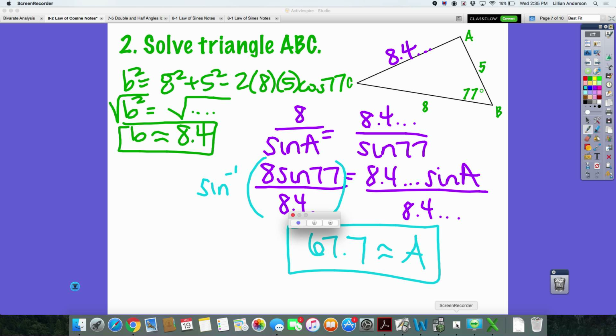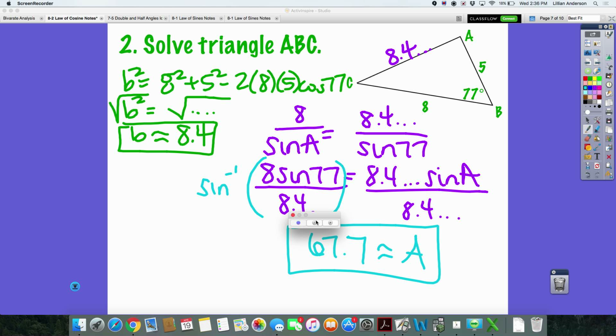I put 72. Okay. It doesn't matter which of the formulas you use because technically they all are saying the same thing. Whatever side you're looking for, you take the 2 sides you know, square them and add them together, and then subtract 2 times the 2 sides you know, cosine the angle that you know. All of them say the same thing. Okay? They all say the same thing.